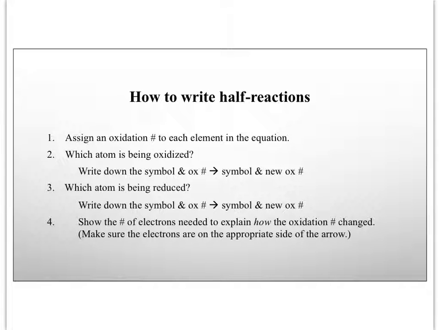Looking at these rules, it's kind of clunky without actually seeing an example, so I'll just read through these. You want to do the oxidation states in order to figure out who's being oxidized and who's being reduced, and then you just write down the symbol and the oxidation state originally, and then an arrow, and the symbol and the oxidation state on the product side for both the substance being oxidized and reduced. The last part that you have to do, that's the most important part here, is show how many electrons were involved in the loss for the oxidation part or in the gain for the reduction part, and they have to be on the appropriate side of the arrow.